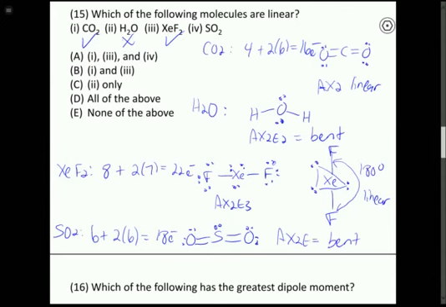So if you have one lone pair, it's always going to be bent. And in this case, it's going to be based on the trigonal planar arrangement, but with one lone pair, which gives a bent close to 120 degree bond angle. So this one's bent, so we're not going to count that. So the only linear ones are 1 and 3, which is choice D up here.